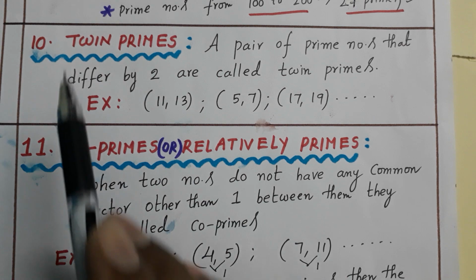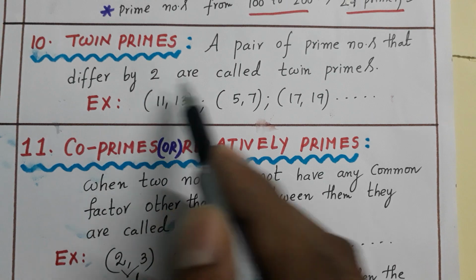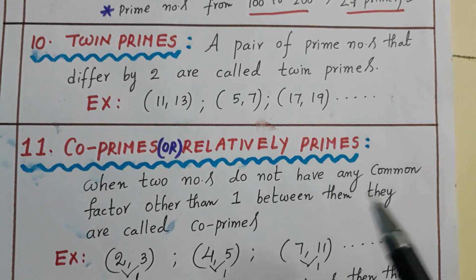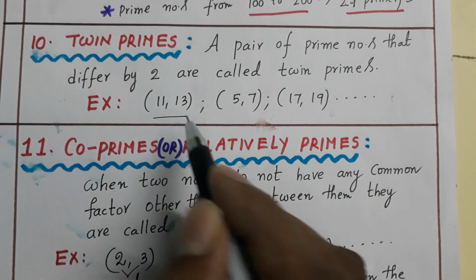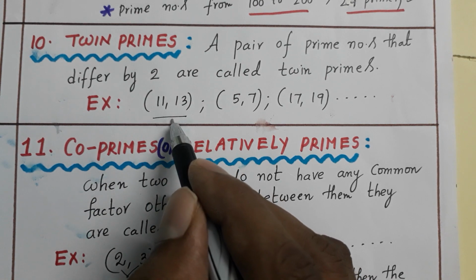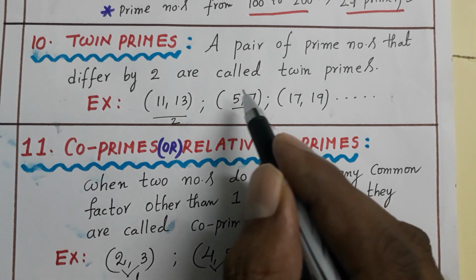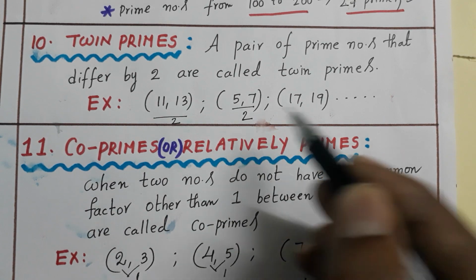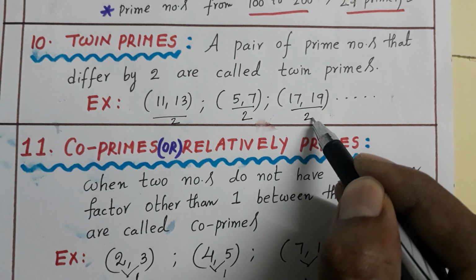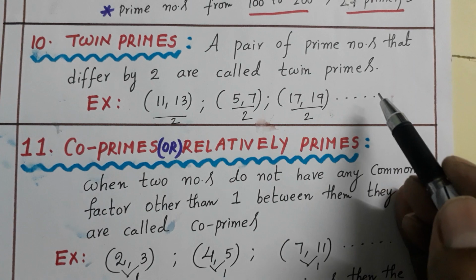Coming to twin primes. A pair of prime numbers that differ by 2 are called twin primes. That means here I took one pair of primes, 11 and 13. The difference 13 minus 11 is 2. Here also I took two primes, 5 and 7. The difference 7 minus 5 is equal to 2. Here also the difference is 2. This type of pair of numbers are called twin primes.